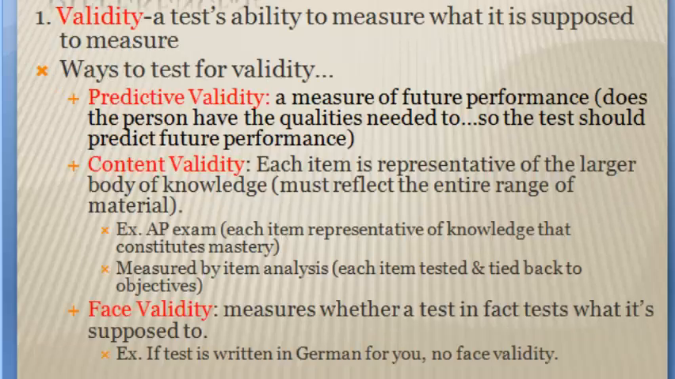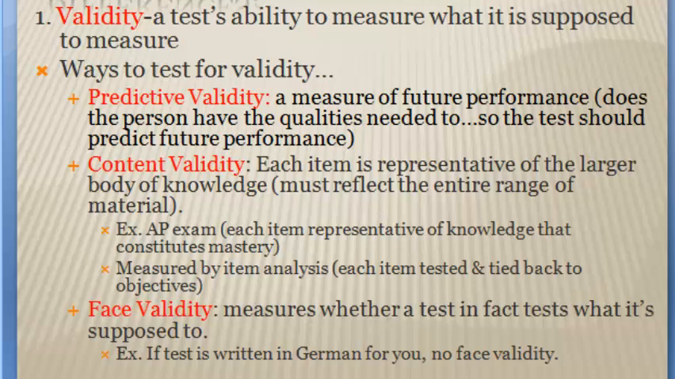So how do we measure individual differences? You need to be familiar with validity and reliability. Validity is a test's ability to measure what it's supposed to measure. So that makes sense. If I give you a test, I want it to measure what it's supposed to measure. So ways to test for validity, there's predictive validity, which is a measure of your future performance. So the test should predict that future performance in some way.